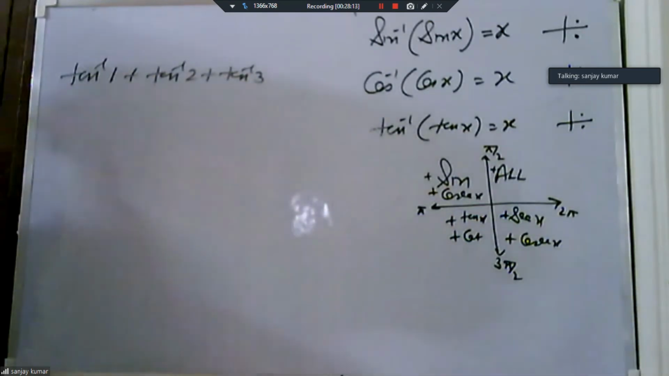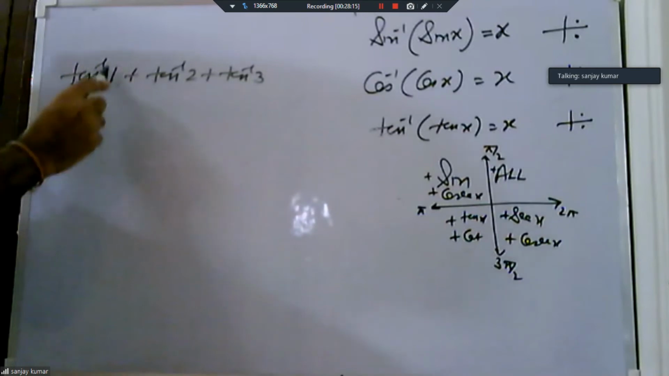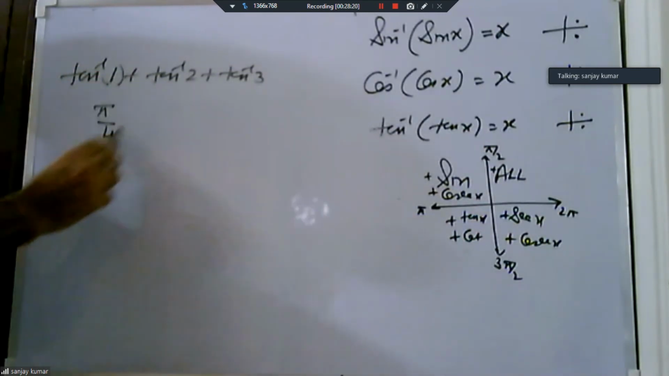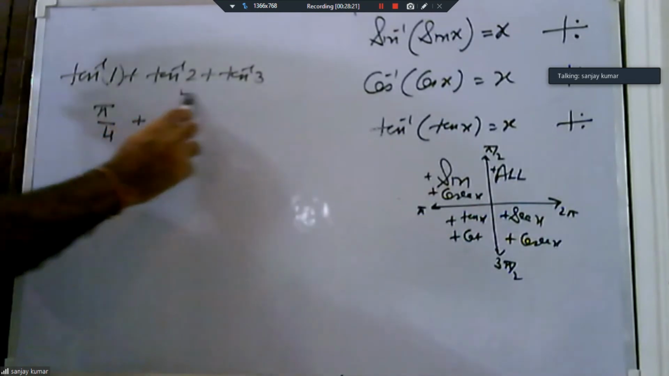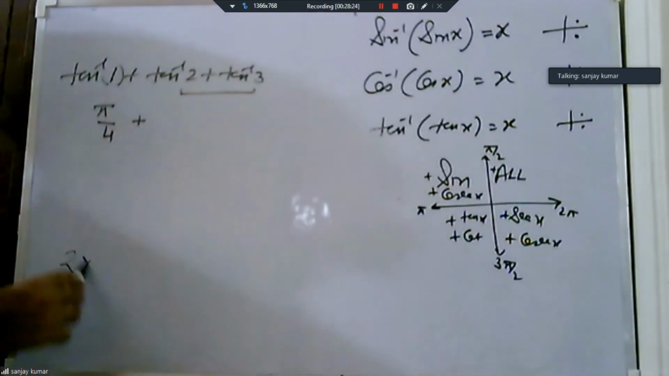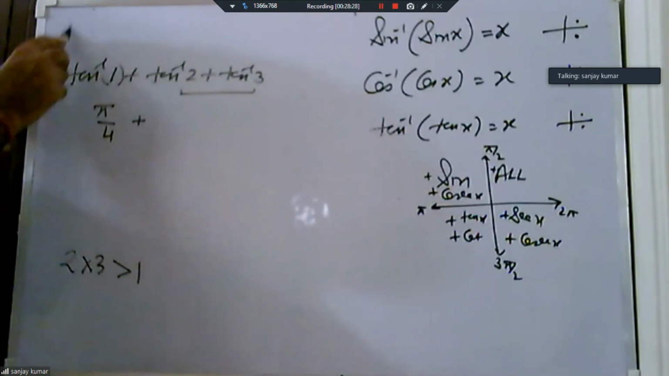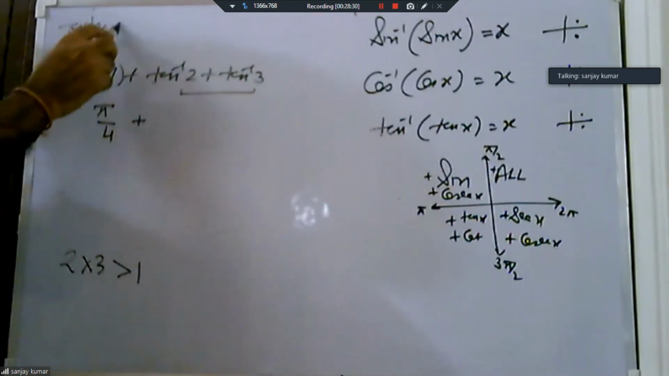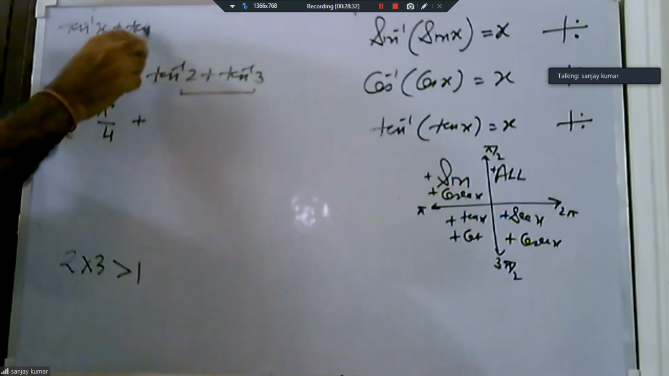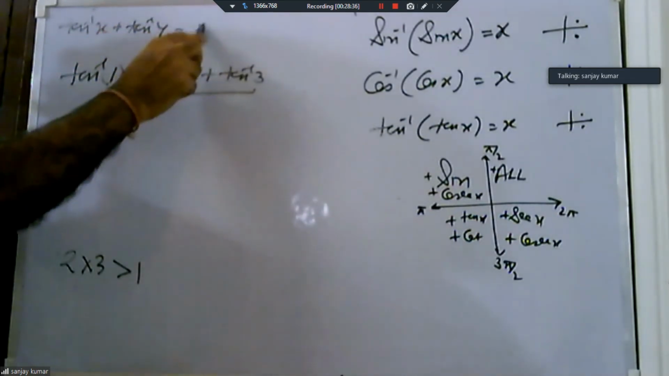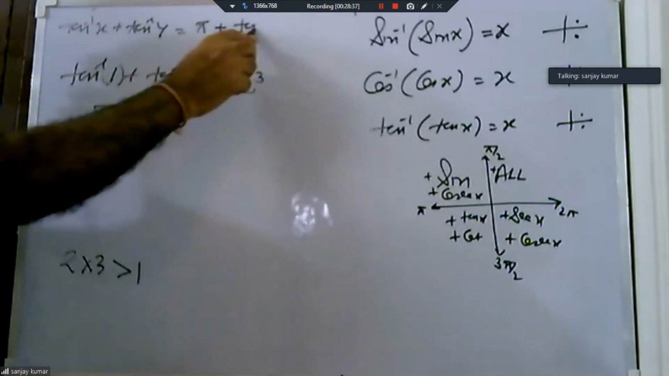But here you see, tan inverse 1, you have directly the answer, pi by 4. But in the case of these numbers, 2 into 3, the product is 6, that is greater than 1. Then the formula is changed. So when you apply the formula, you always see whether this is greater than 1 or less than 1.